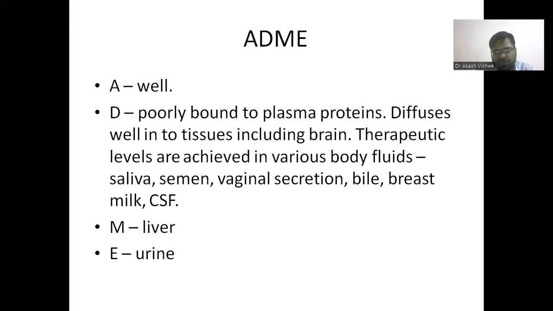So the pharmacokinetics of metronidazole is, it is absorbed well orally, and it is distributed poorly bound to the plasma proteins, diffuses well into the tissues, including brain. Therapeutic levels are achieved in the various body fluids like saliva, semen, vaginal secretion, bile, breast milk, and cerebrospinal fluid. It is metabolized in the liver and excreted out from the urine.